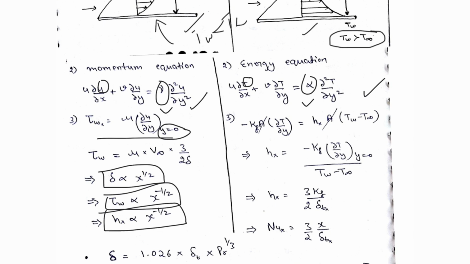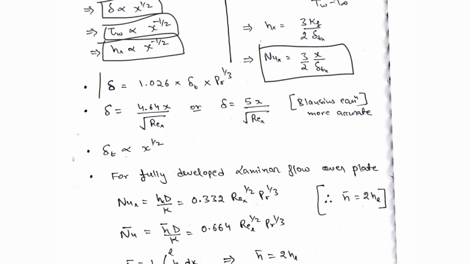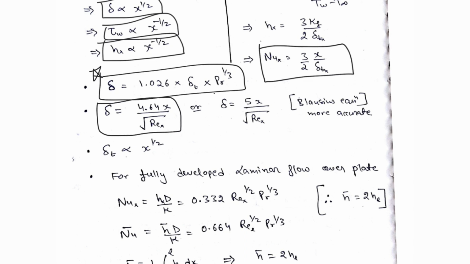And from hx we can calculate Nux easily. Nux is nothing but 3x upon 2 delta t. This can also be written as hx by k. And the delta t relationship, you should remember this. And the values of delta from the approximate method is this, and from the exact method is this. The exact method is given by Blasius, that is why it is called the Blasius equation. And since delta is proportional to x power 1 by 2, delta t is also proportional to x power 1 by 2.